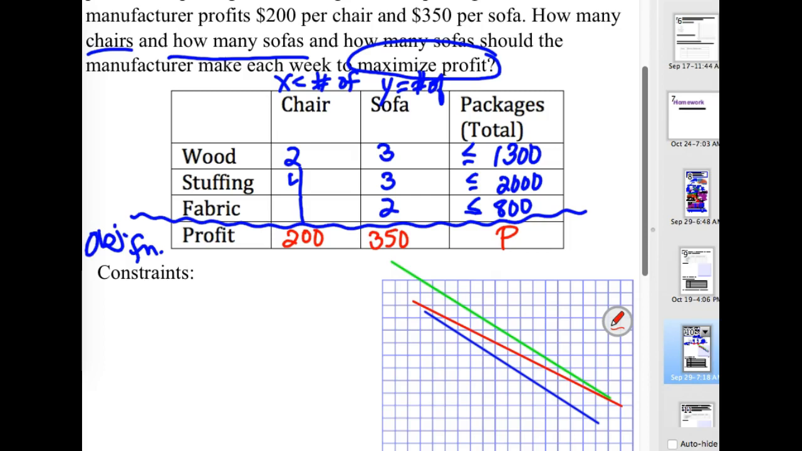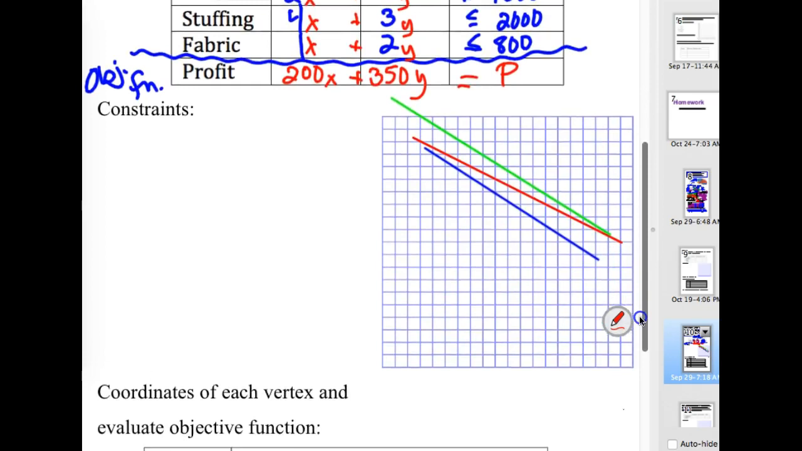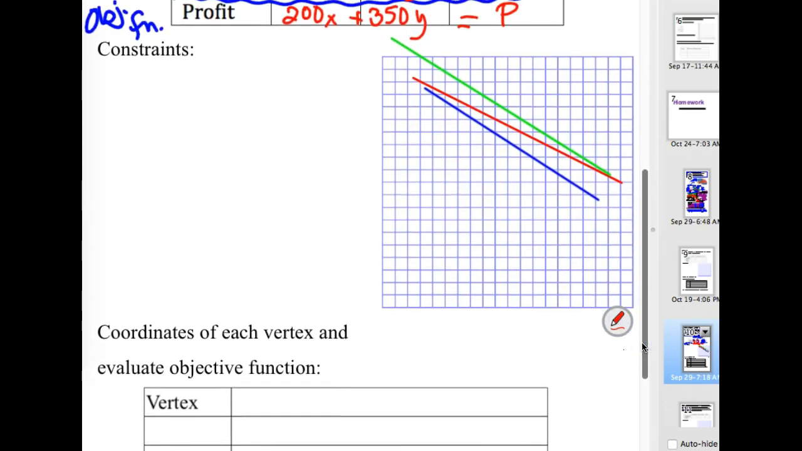Okay. And then remember, we're just filling in our columns. So my first column are all my X's. My second column is all my Y's. And I want to add them up to have them equal that total. Okay. So I'm going to bring that objective function down here. P equals 200x plus 350y. That's what I'll use at the end.